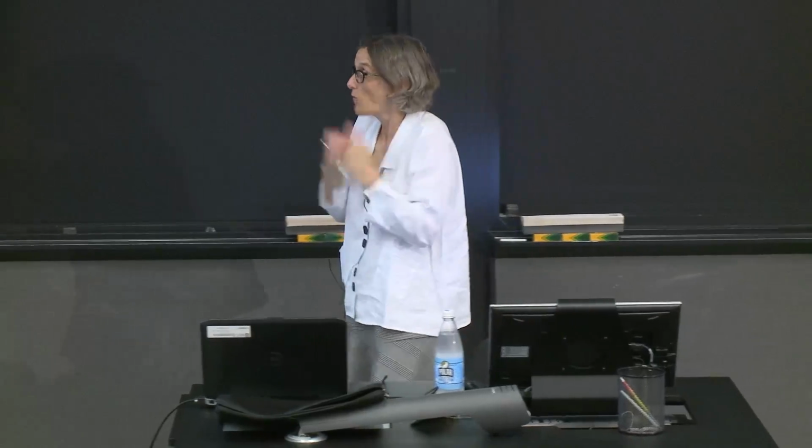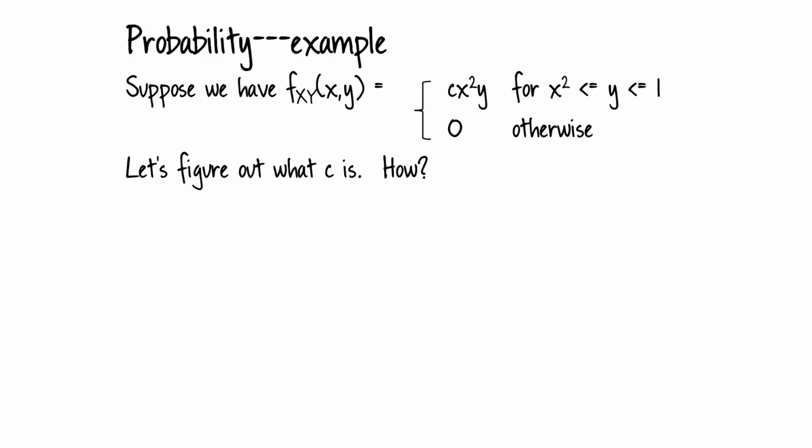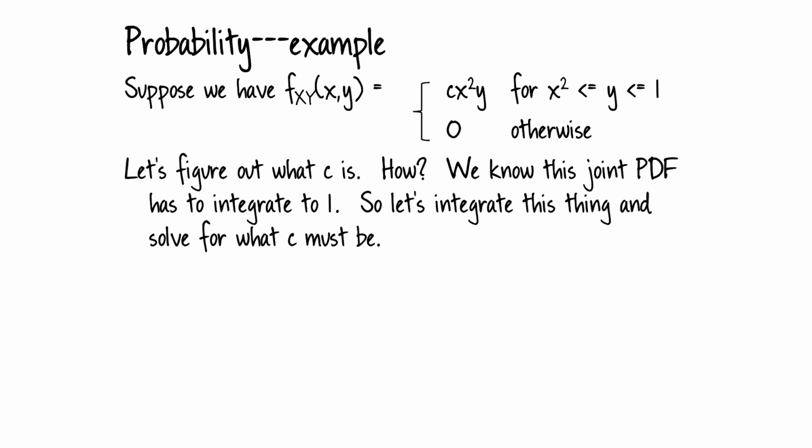Okay, so so far I haven't told you what c is, and we might want to know, because this isn't necessarily a completely specified joint PDF. How do we find c? Well, the foolproof way that we have for finding c is to remember that a joint PDF always has to integrate to 1. That's just a property a joint PDF has. And so if we integrate this function over the support, set that integral equal to 1, then we can solve for c. Okay, so that's just what that says.